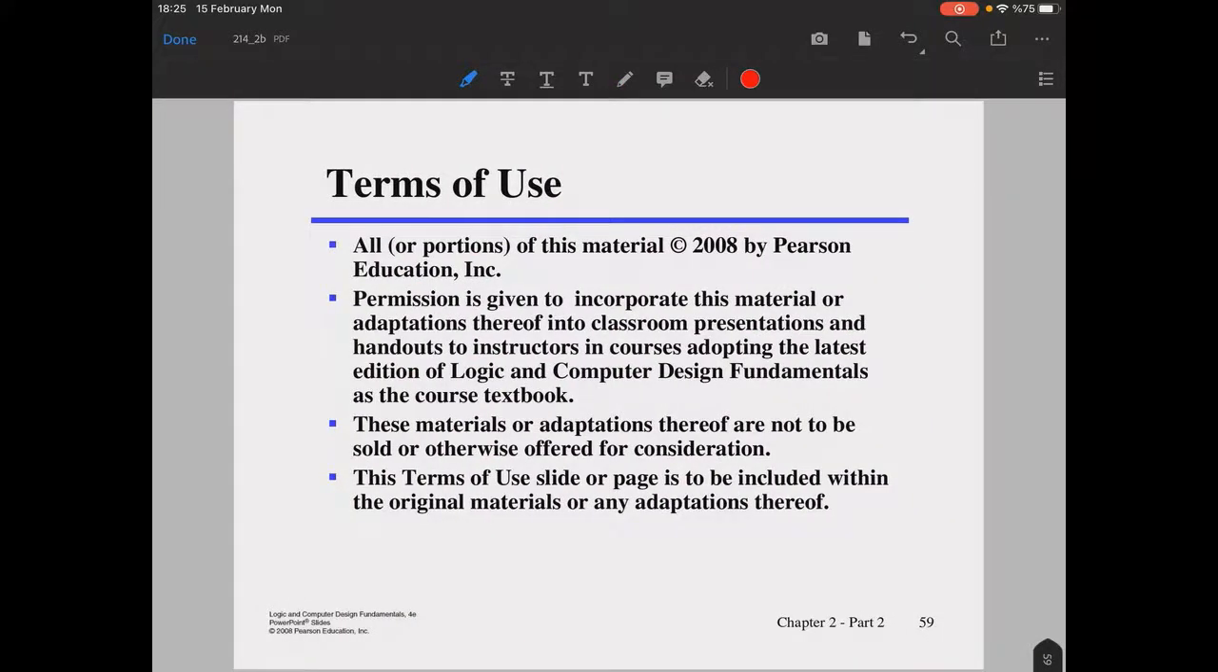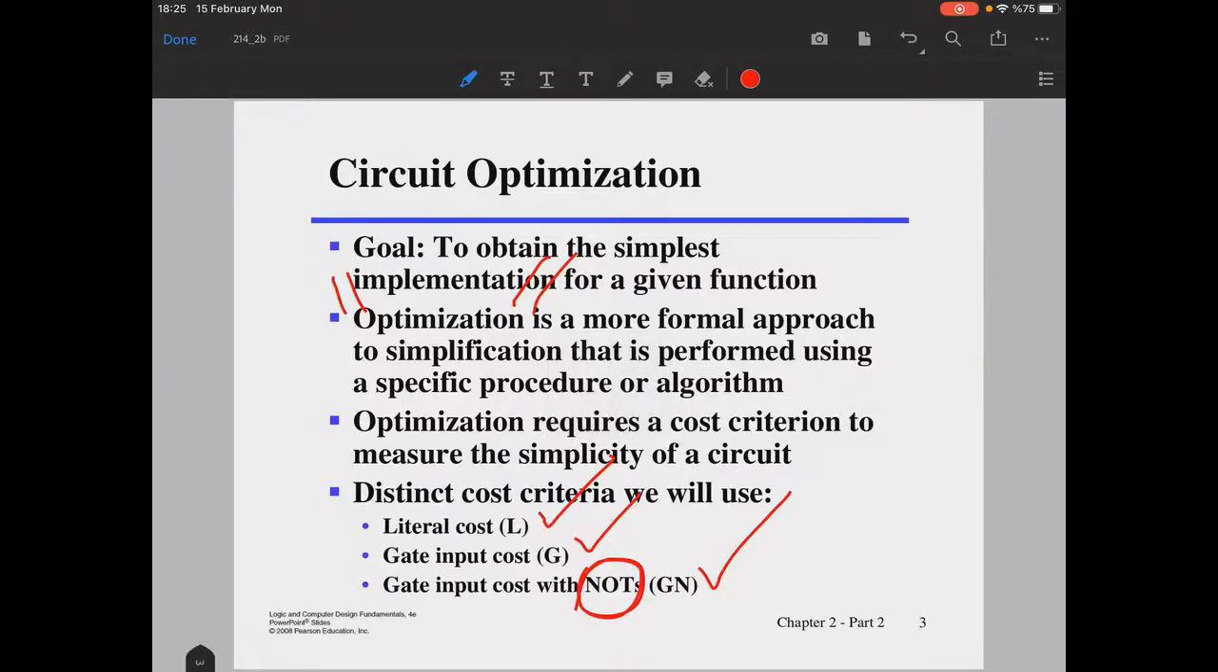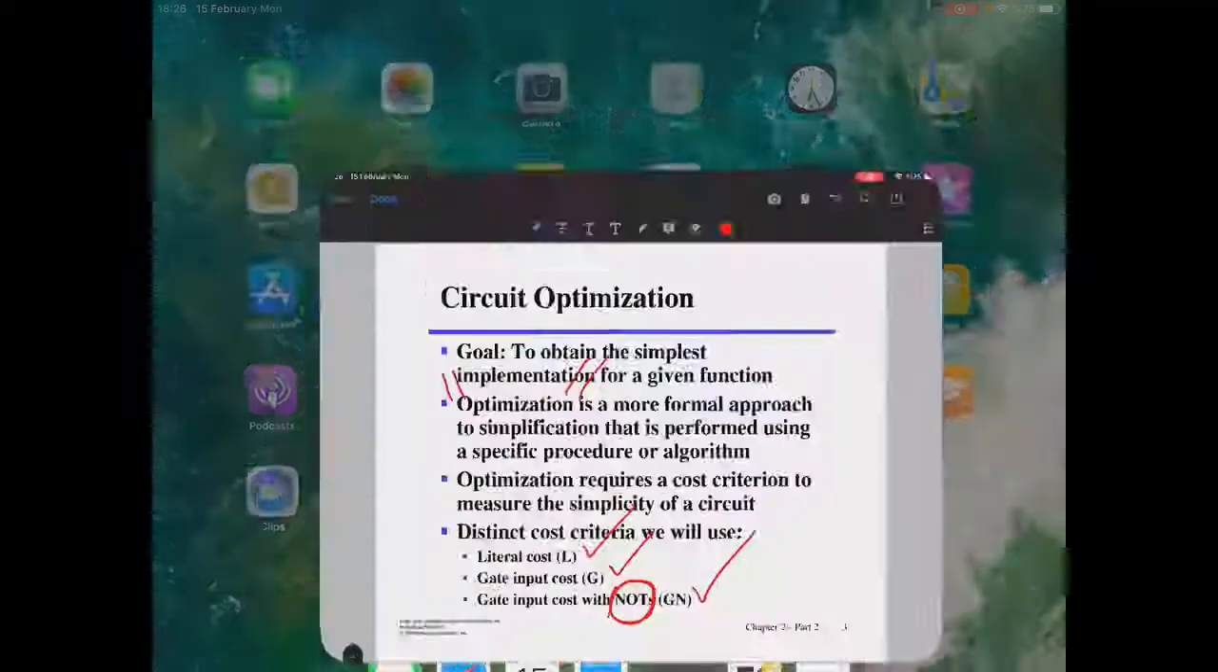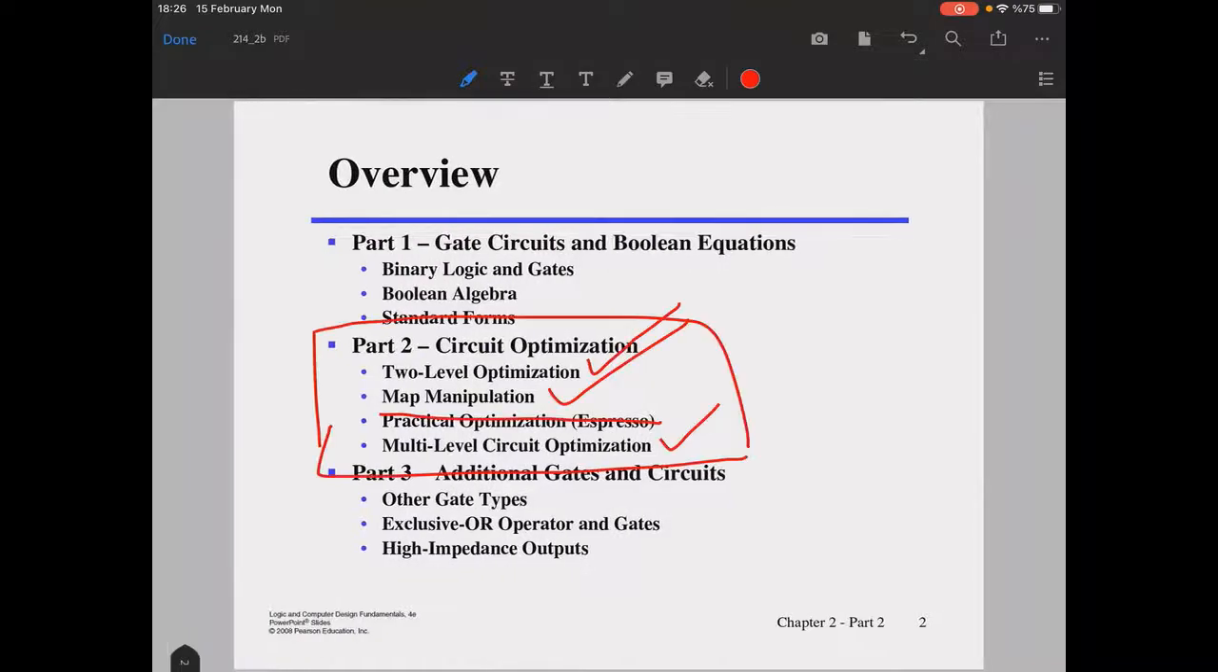Okay, this was all about circuit optimization. And in the next part we will be dealing with additional gates and circuits, like some complex XOR gates, XNOR gates, whatever. Okay, thank you for listening.